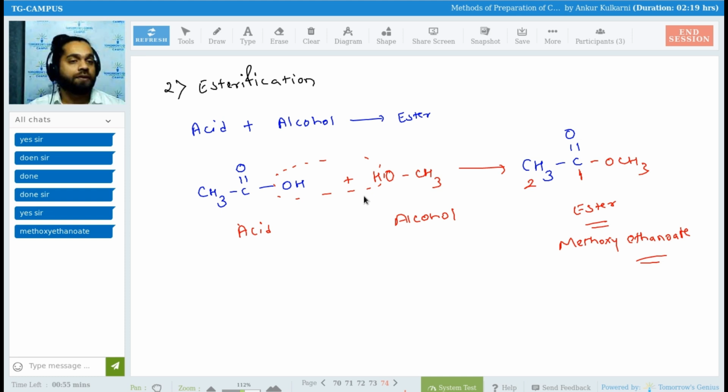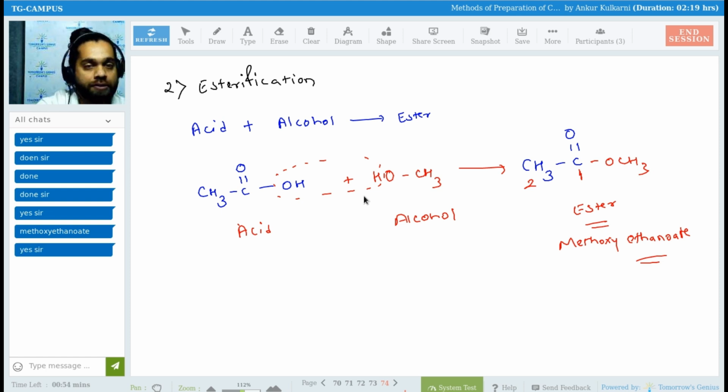Done? Sasidharan? Prashanti done? Okay, now next, Sasidharan, let us understand the mechanism of this. Are you doing something else? Writing part? Of your school project something? Project work? So I was writing the name of the ester.